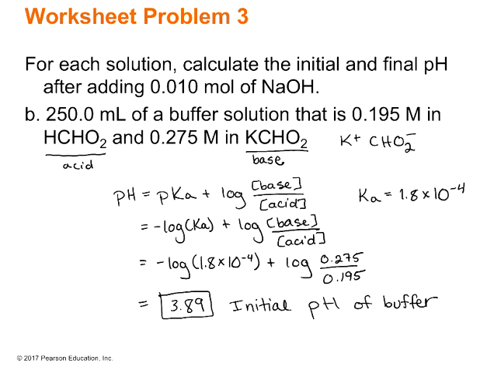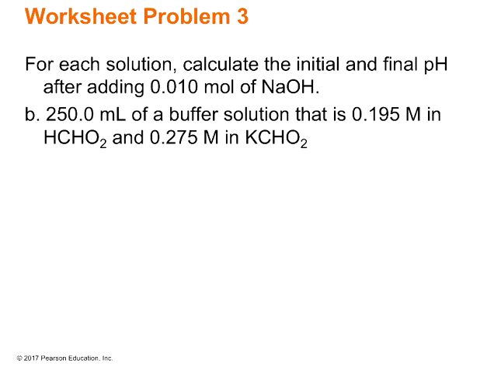So now let's see what the pH is after we add sodium hydroxide. Now, in order to solve this problem, we might want to just convert everything to moles, because we can then directly compare the amount of sodium hydroxide that's added to solution to the amount of weak acid and conjugate base. So I'm going to calculate the number of moles of acid and the moles of base.